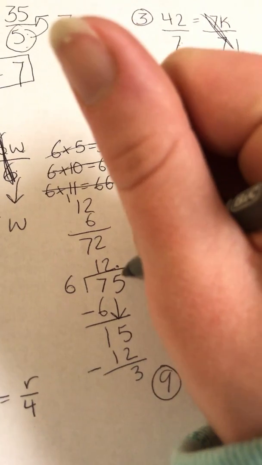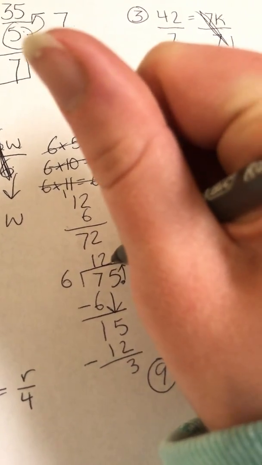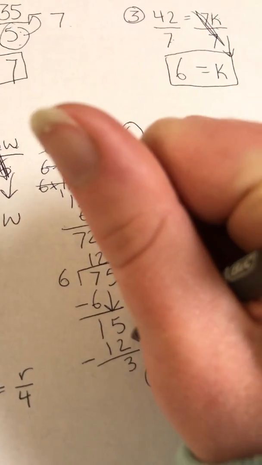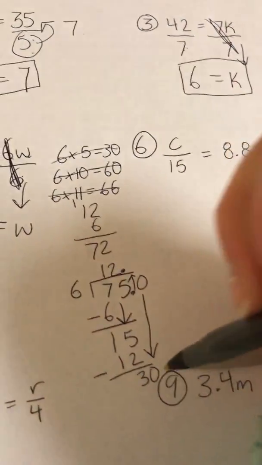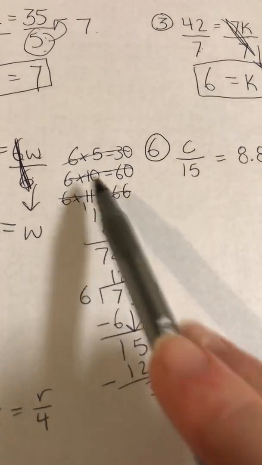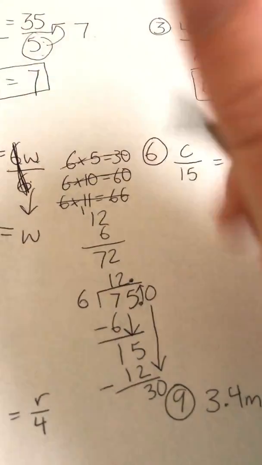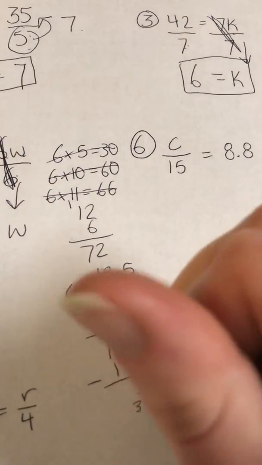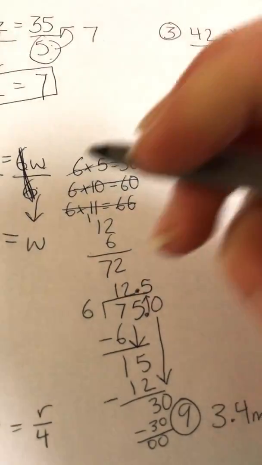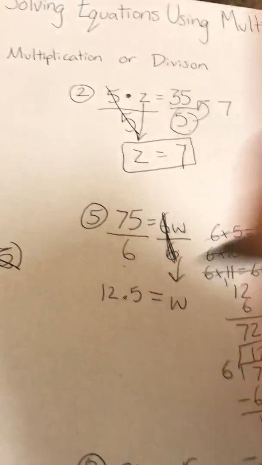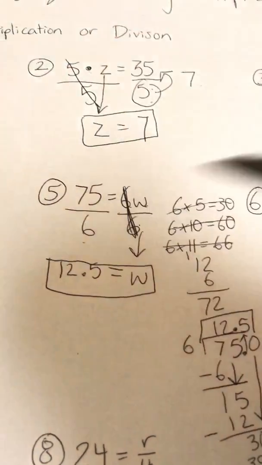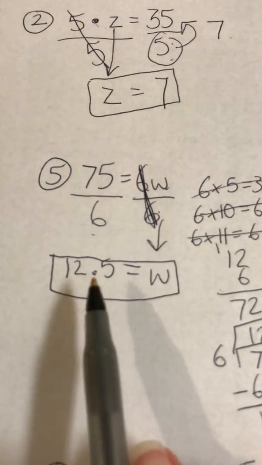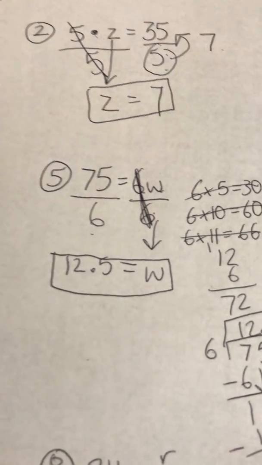So now we need to add our decimal, bring our decimal on up. We're going to add a 0, bring our 0 on down. How many times does 6 go into 30? Remember, we had it written up here. 6 times 5 is 30. So it's going to be 5 times. So our decimal is 12.5. So 12 and 5/10. So the answer for number 5 is 12 and 5/10 equals w. That one took a little longer than the other ones.